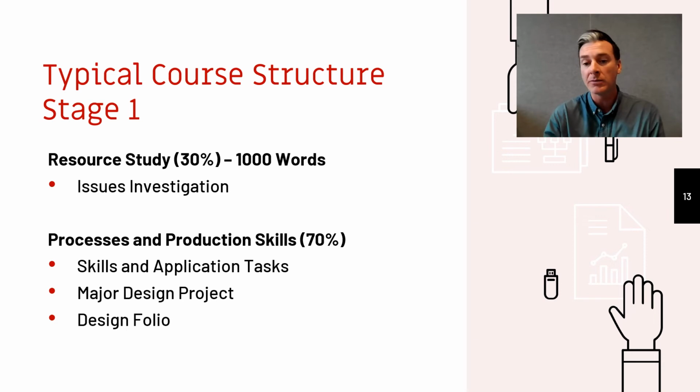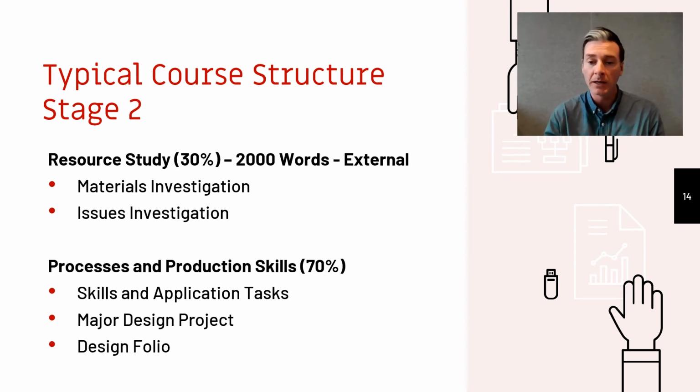In year 11, stage one, again, you have your two core areas. One is a resource study, which is a 1,000-word issues investigation on a topic relevant to the major project. Then you also have your process and production skills, generally 1 or 2 skills and application tasks, developing a skill related to the major project. That could be learning a new programming language, a new hand skill, some CAD skills, or maybe learning to use a 3D printer for the first time. There's generally one major project in year 11 that runs over a semester, and a design folio that supports that process as well.